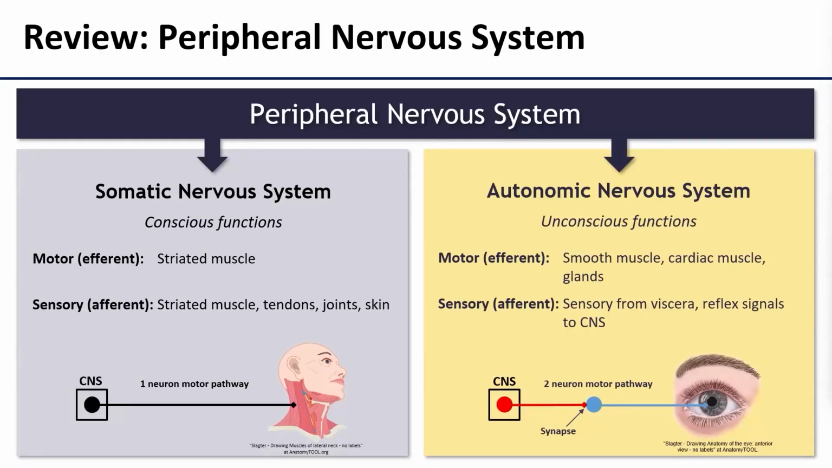We're going to start off with a very quick review of the peripheral nervous system and its components. So recall that the central nervous system is made up of the brain and the spinal cord, and the peripheral nervous system then is all of the nerves branching off of them. The peripheral nervous system has two separate components that each follow their own pathways. So there's the somatic nervous system. And again, somatic comes from the Latin stem soma, which means body.